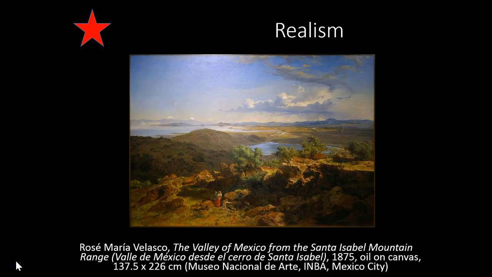All right, so we're moving on to some other landscape paintings. This is an artist, Rosa Maria Velasco. So there was an academy of San Carlos that was established in Mexico City, and so this was one of the first art schools in the Americas in the late 19th century.